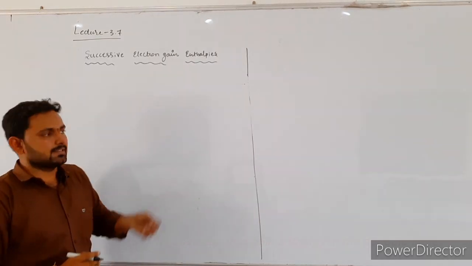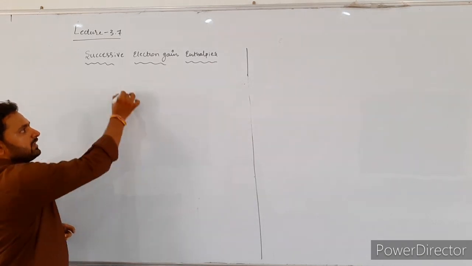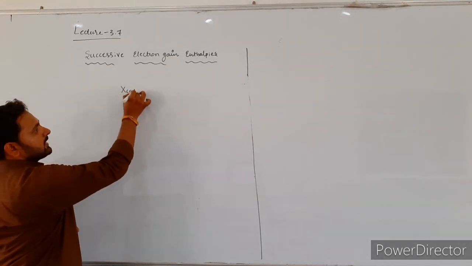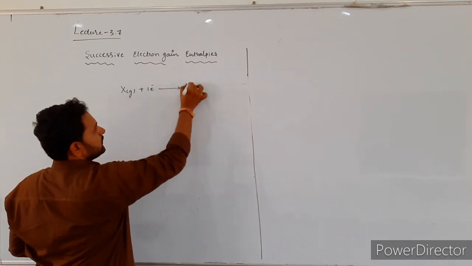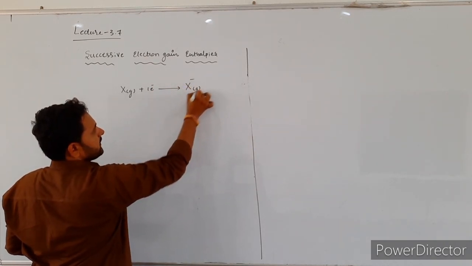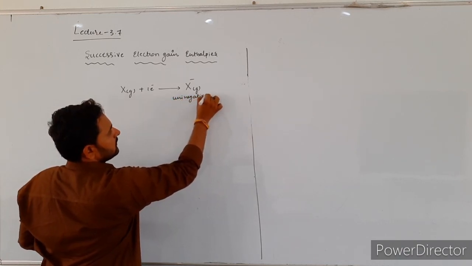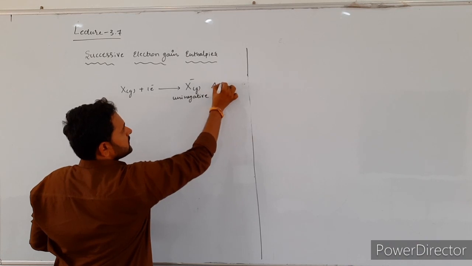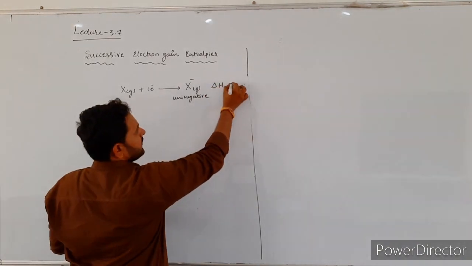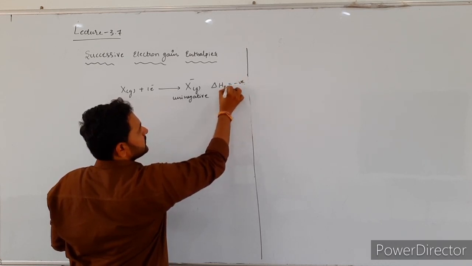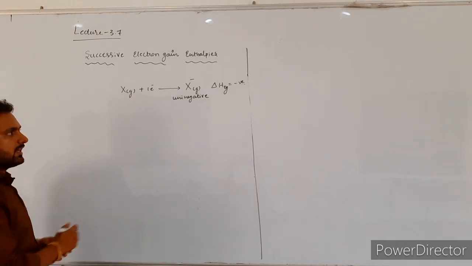The next concept is successive electron gain enthalpies. When an electron is added to a neutral gaseous atom, the neutral gaseous atom is converted into a uni-negative gaseous ion. This is a uni-negative gaseous ion. During this process, energy is released. That's why delta H values are negative. The released energy is denoted by a negative sign.